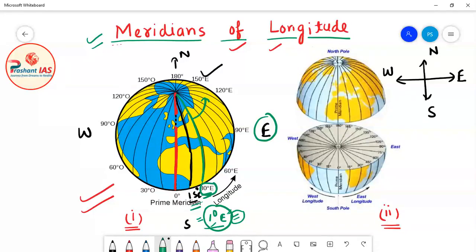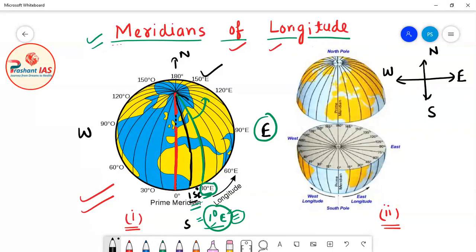So 30 degree east meridian of longitude means it is a semicircle running from north pole to south pole, and it is connecting all the longitudes whose measurement is 30 degree and they are lying to the east of prime meridian. So this is the meaning of 30 degree east meridian of longitude. After 30 degree, you will encounter 31 degree, 32 degree, 33 degree, means their counting will go on.